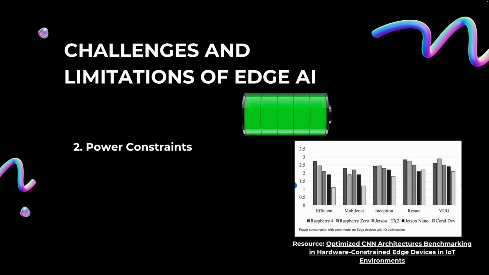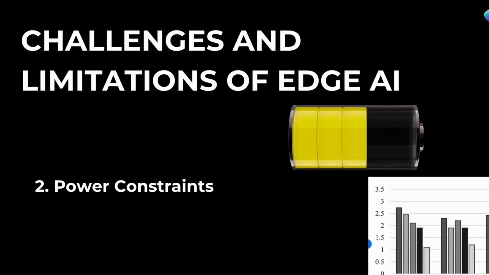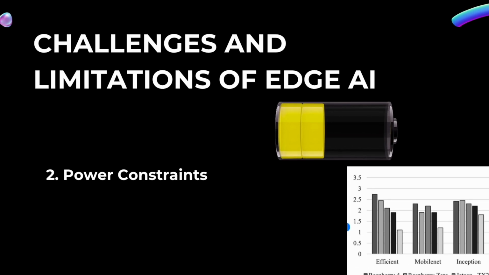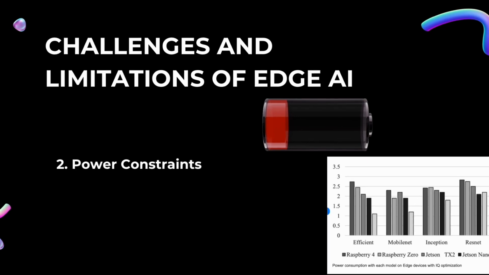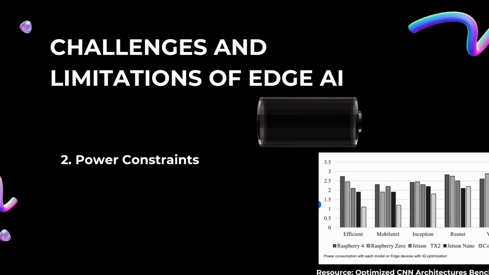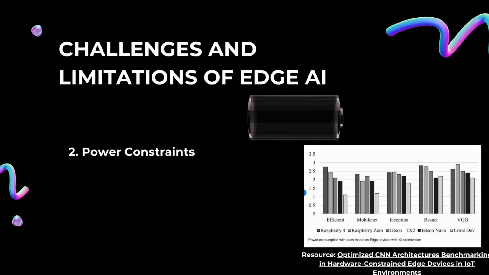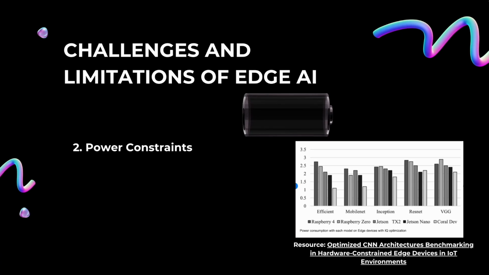Two: power constraints. Many edge devices run on batteries or have strict power budgets. Running AI models, especially for tasks like real-time video analysis, can quickly drain power. Developers must balance model complexity with energy efficiency, sometimes using techniques like duty cycling or event-driven inference.